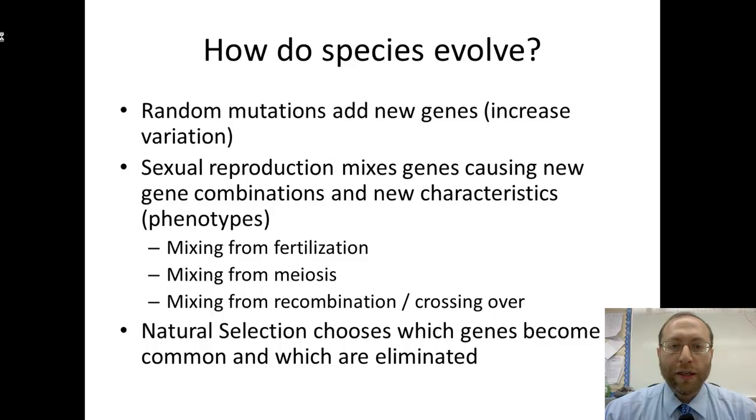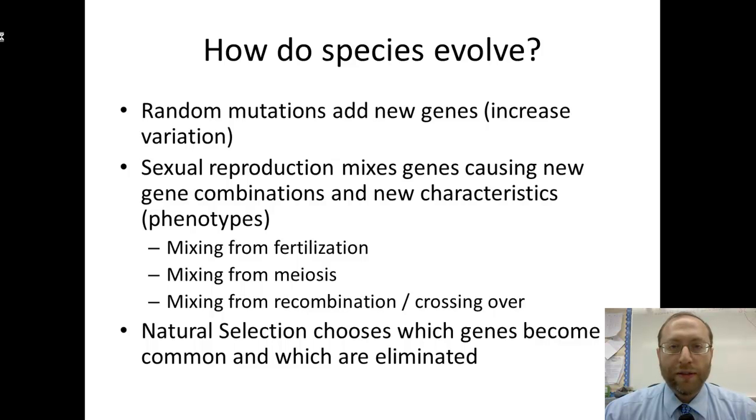Also, sexual reproduction mixes genes that causes new gene combinations and new phenotypes. The mixing comes from a variety of things. During fertilization, when the genes from the eggs and the sperms combine, and that itself is mixing. You have half the genes from one parent and half the genes from the other parent, or half chromosomes from one parent, half chromosomes from another parent.